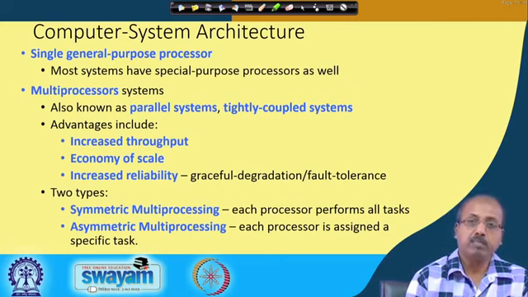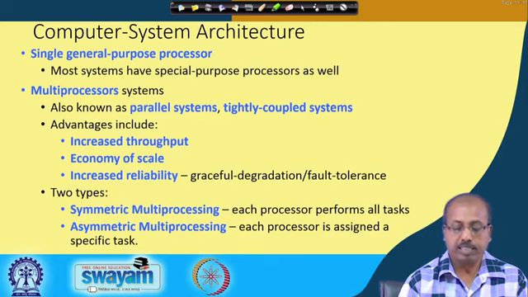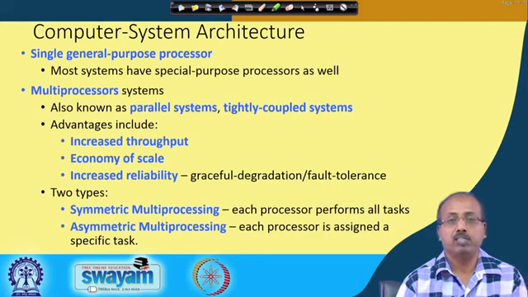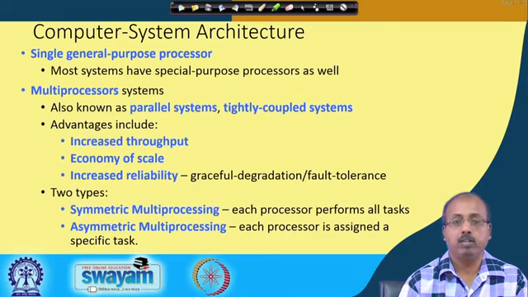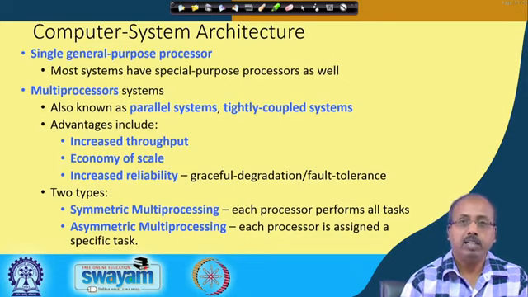Whereas in asymmetric multiprocessing, each processor is assigned some specific task only, depending on the type of the processor and the type of the task. So, one task may not be able to be carried out by all the processors, only a subset of processors can do it. Here also I can have graceful degradation, but only to the extent that a similar processor has to take up the job.